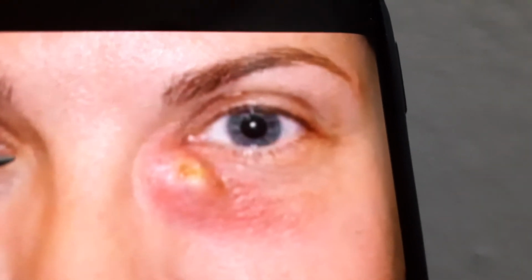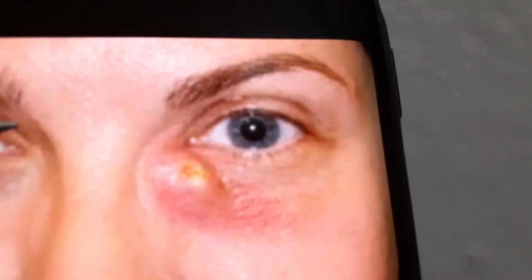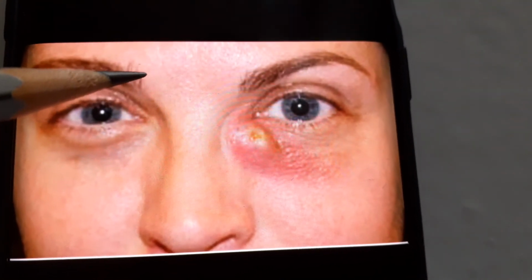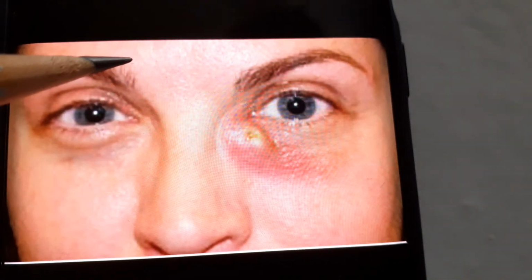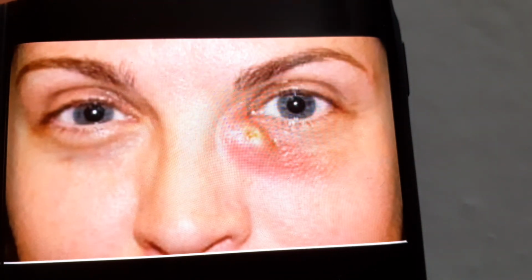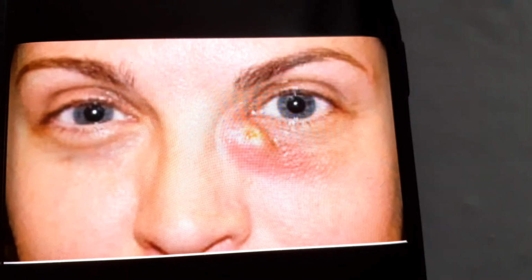The ducts of the lacrimal gland open into the conjunctival sac through the palpebral part, as I already said. Because of this arrangement, whenever you want to remove the palpebral part of the gland, removal of the orbital part is also a must. Next slide.